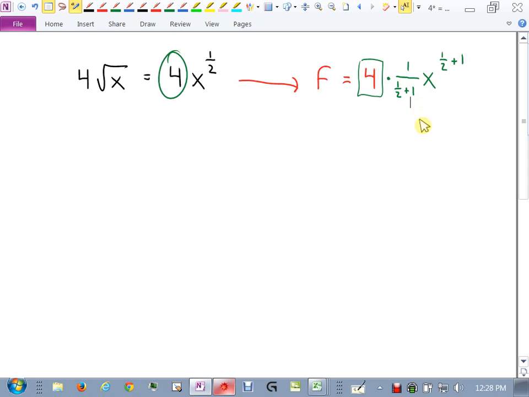Do y'all see that? Before it was 3 plus 1, so it was 4. Then out here was 3 plus 1, so it was 4. Here, because it's a fraction, it might require a little more thought. 1/2 plus 1 is 3/2. So right now, here's where we are. We've got 4, 1 over 3/2, x to the 3/2. But 1 divided by a fraction is the same as the reciprocal, so that's really 2/3. So 4 times 2/3 x to the 3/2. And if I do 4 times 2/3, I get 8/3 x to the 3/2.